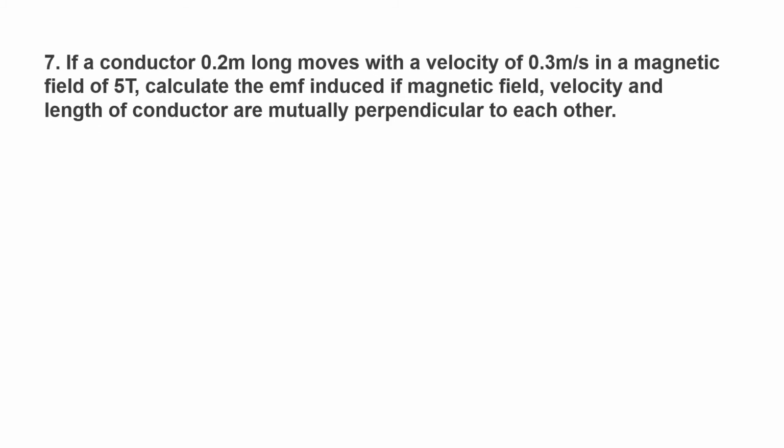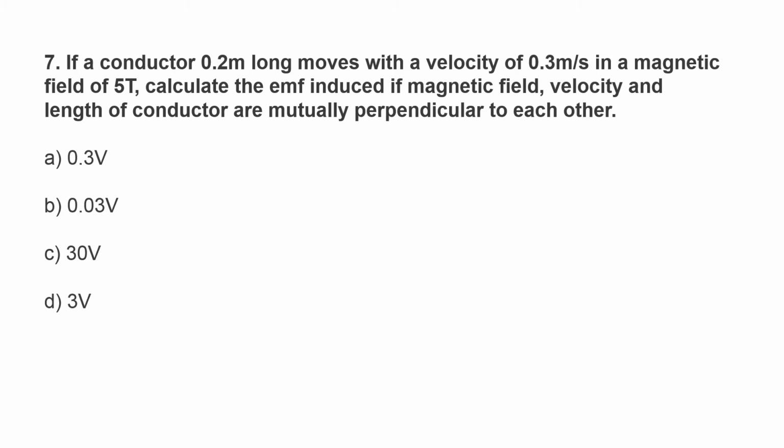Seventh question. If a conductor 0.2 meter long moves with the velocity of 0.3 meter per second in a magnetic field of 5 Tesla, calculate the EMF induced if magnetic field, velocity and length of conductor are mutually perpendicular to each other. In this question you have to find the EMF induced in the conductor. Options are option A 0.3 volt, option B 0.03 volt, option C 30 volt, option D 3 volt.